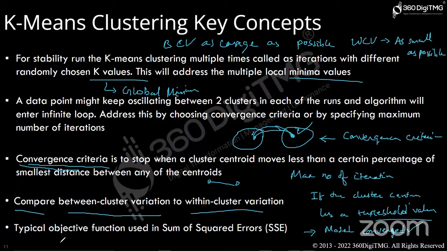Also, as we discussed previously, the objective function here is to minimize the sum of squared errors. The main thing here is to minimize the sum of squared errors, which we also call the variance. We need to minimize the variance in k-means clustering.